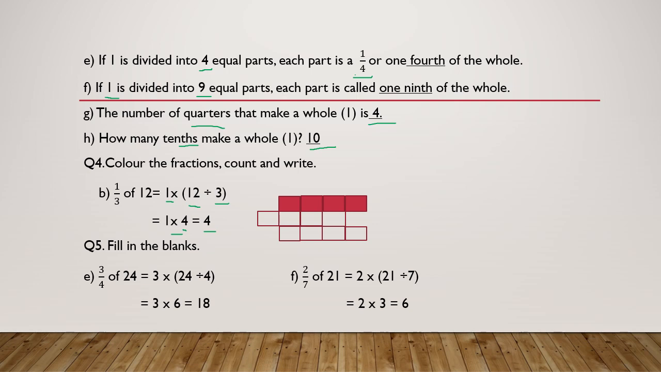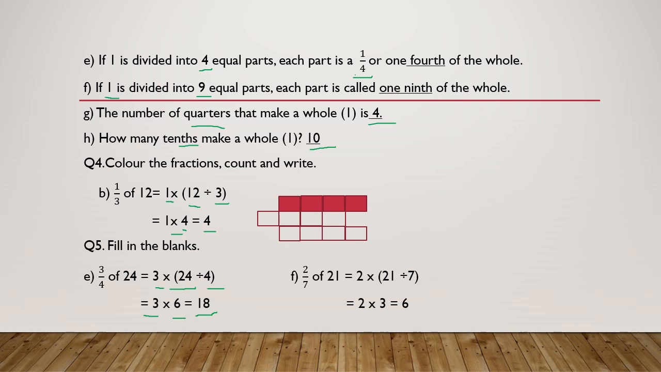I am doing E part for you. 3 upon 4 of 24. We write it as 3 multiplied by 24 divided by 4. So we get 3 multiplied by 6. The 6 we get from 24 divided by 4. So 3 multiplied by 6 is equal to 18. 3 6s are 18. Now see the F part.